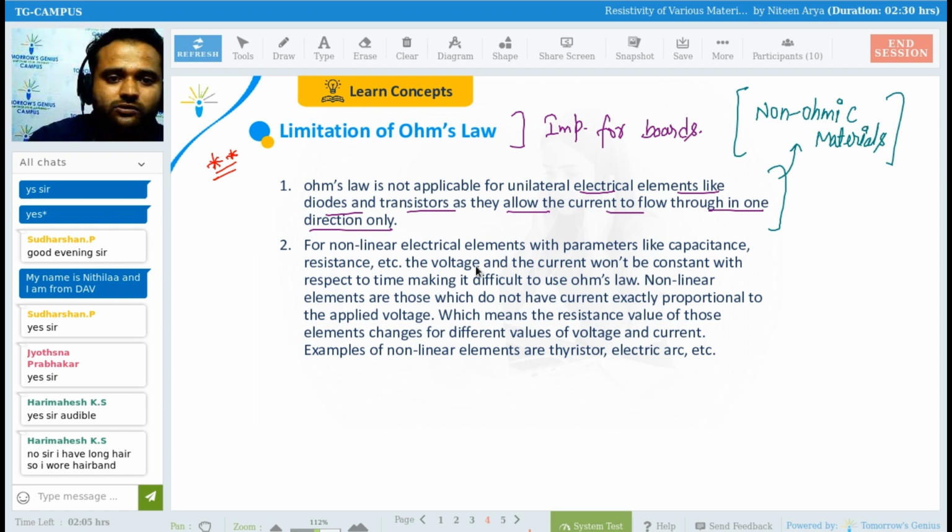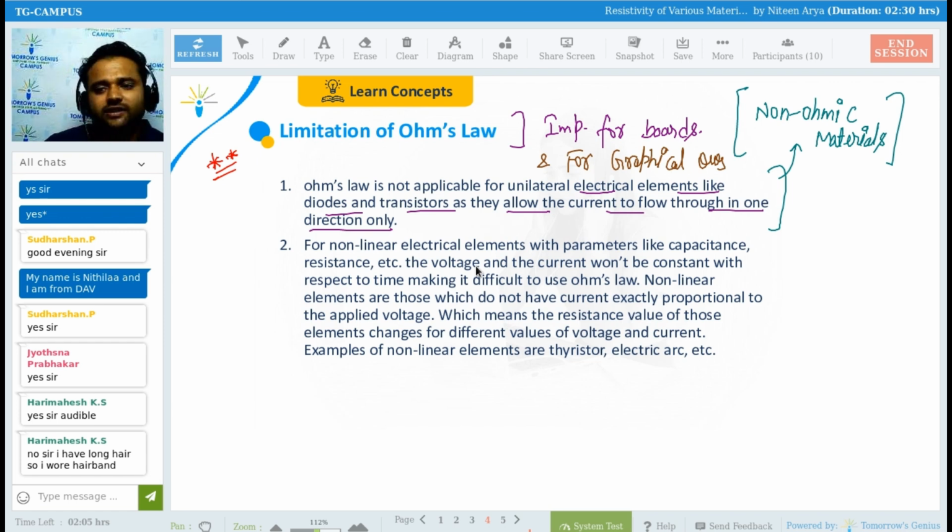Okay, important for boards. Okay, let me write here. And for graphical questions. Clear, everyone? So that is non-ohmic materials. Specifically semiconductor, insulator, or these types of materials are known as non-ohmic. For non-linear, that is an important word also. For non-linear electrical elements with parameters like capacitance, resistance, etc., the voltage and the current would not be constant with respect to time, making it difficult to use Ohm's law.